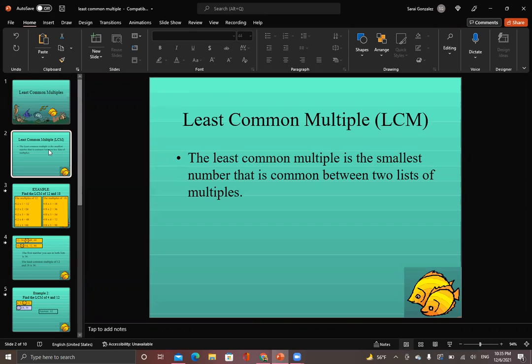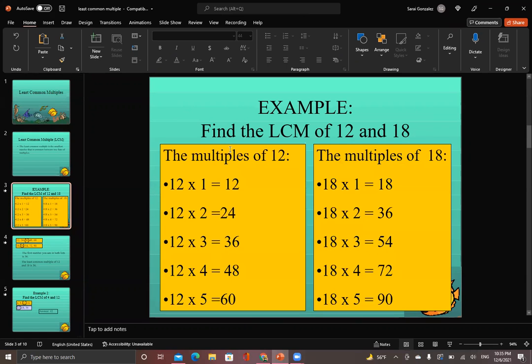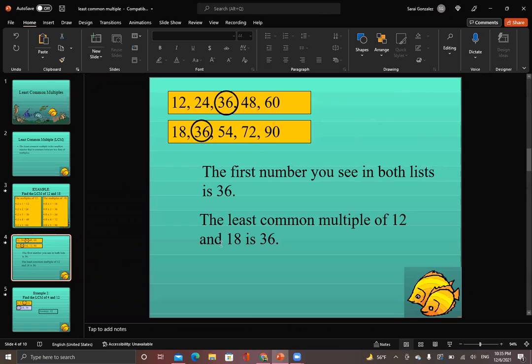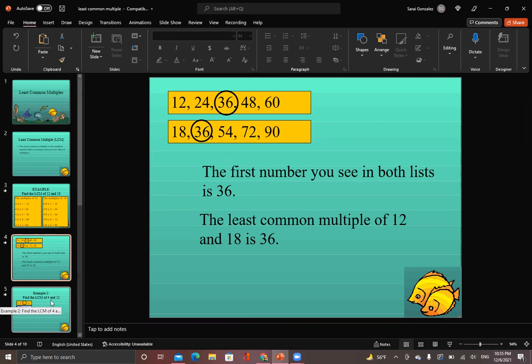So the least common multiple is the smallest number that is common between two lists of multiples. For example, to find the LCM of 12 and 18, this is a list of multiples of 12, and this is the list of multiples of 18. As you can see here, the first number listed in both is 36. So that means the least common multiple of 12 and 18 is 36.